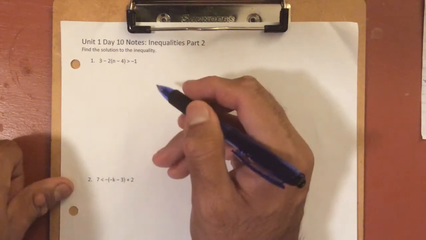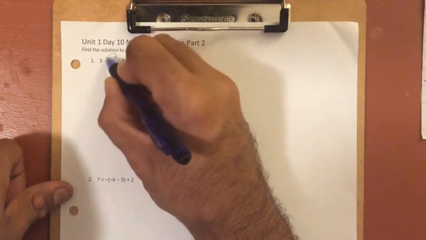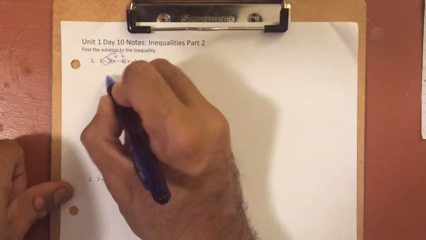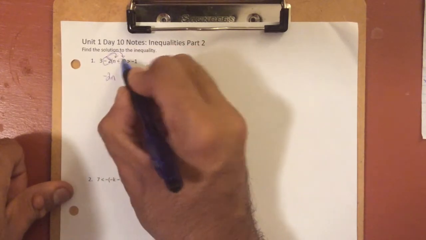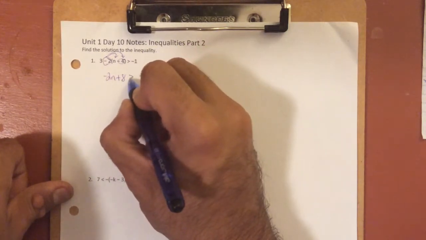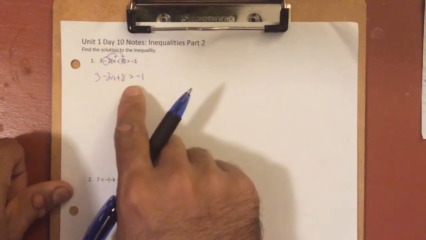Now, first thing I want to do is get rid of the parentheses. So I want to distribute -2 with everything inside of the parentheses. So we have -2 times n is -2n. -2 times -4 is +8. Now I want to bring in my symbol down and my -1, and don't forget that 3 at the front. Now remember, the symbol stays the same.